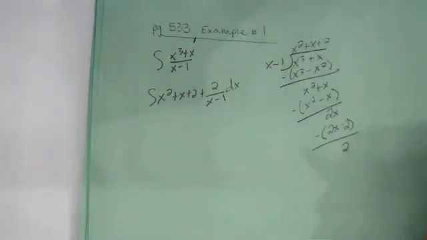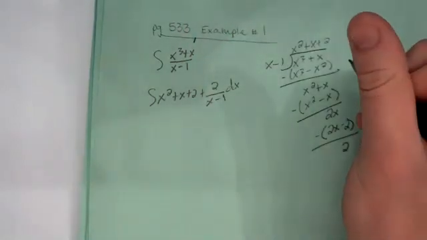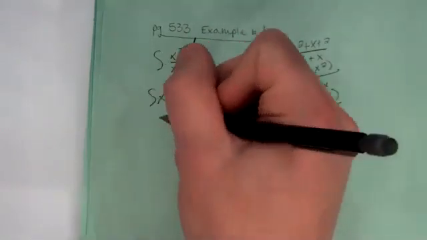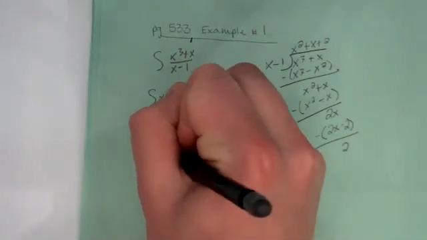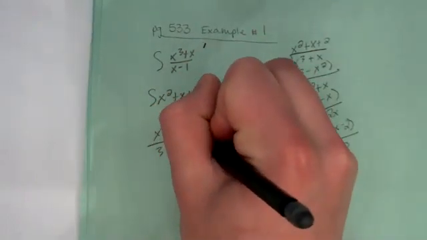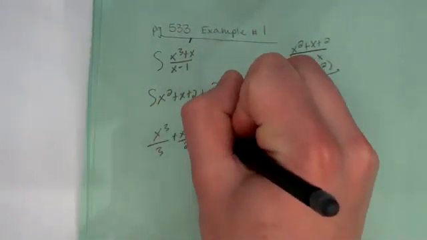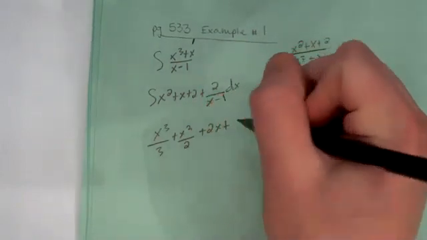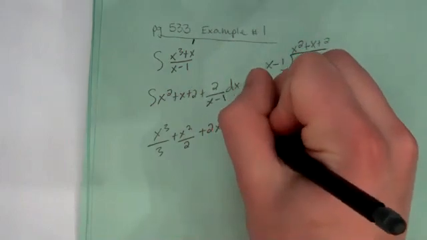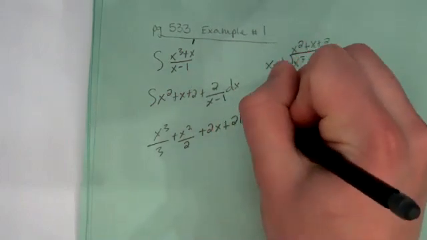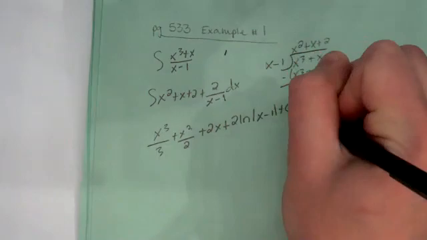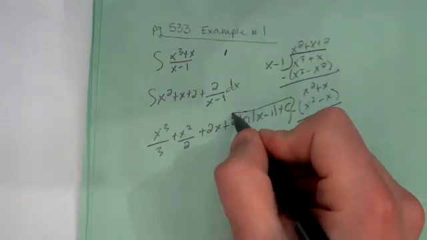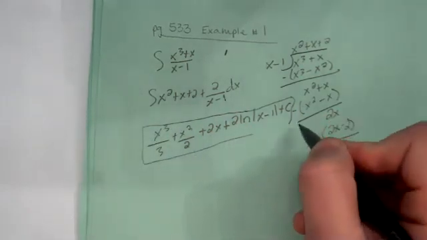dx. Okay. So then after integration, we just get x cubed over 3 plus x squared over 2 plus 2x. And then this plus 2 times the natural log of the absolute value of x minus 1 plus c. I'll isolate that from everything else. And that would be our answer. So that's long division.